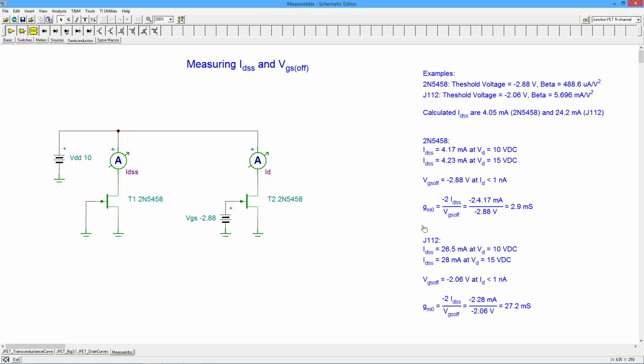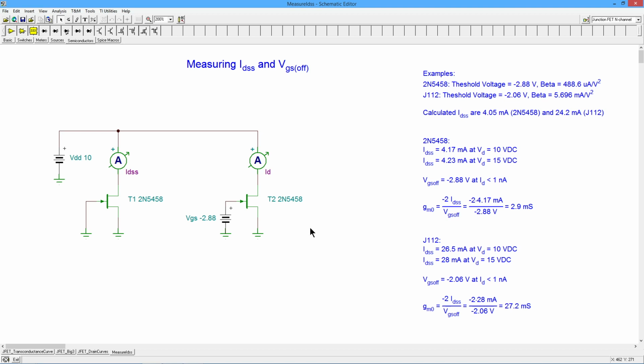But again, we use this. In this case, we happen to find out that we had indeed negative 2.06 volts. Grind the values in here. I just happen to be using 15 volts for this one, so I used the 28 mils, and I come up with 27.2 millisiemens. Beautiful. Now I can use that in my other computations.